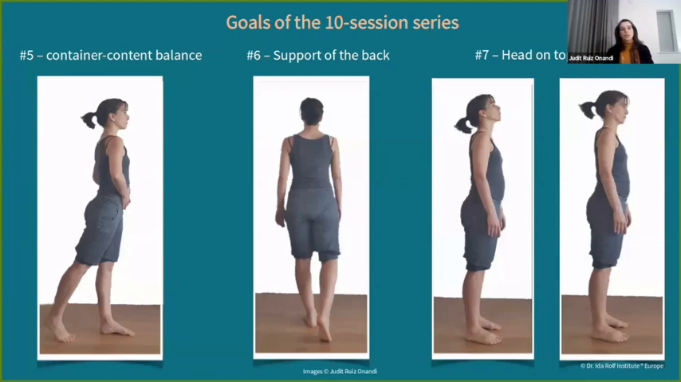In session 6, we look at the support of the back from the toes, through the legs, the pelvis, all the vertebrae, the ribs from the back, and the head. In session 7, we zoom into neck and head.